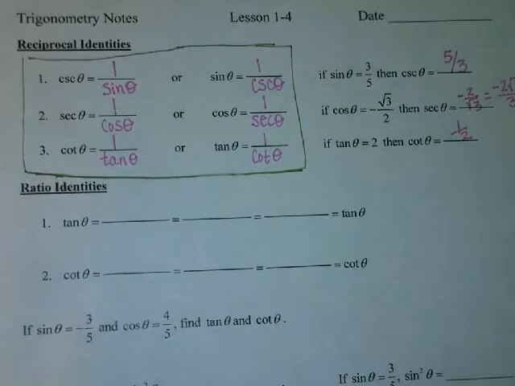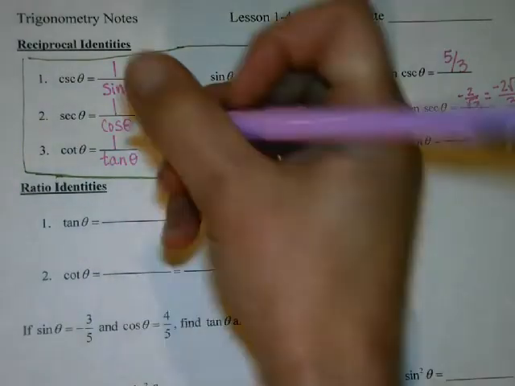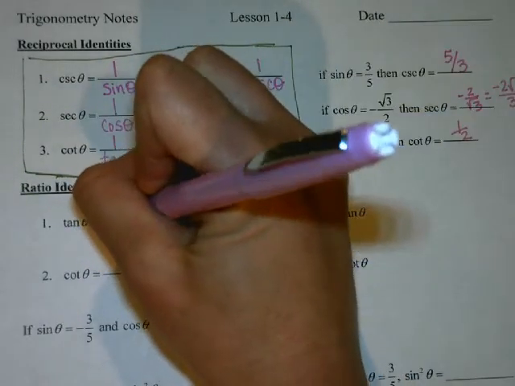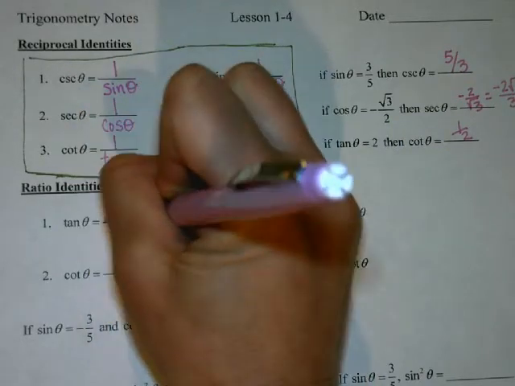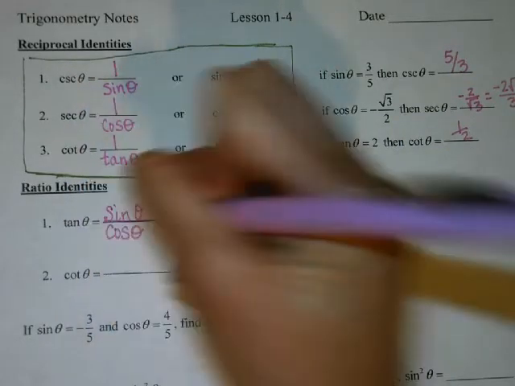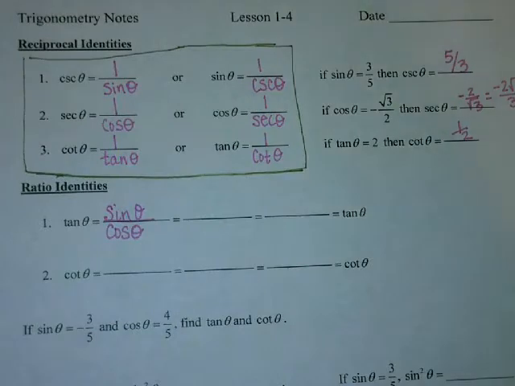The next section talks about ratio identities. In terms of ratio identities, the tangent is the sine of theta over the cosine of theta. Now, that's the part we need to memorize, and the next part I'm going to show you why that works.